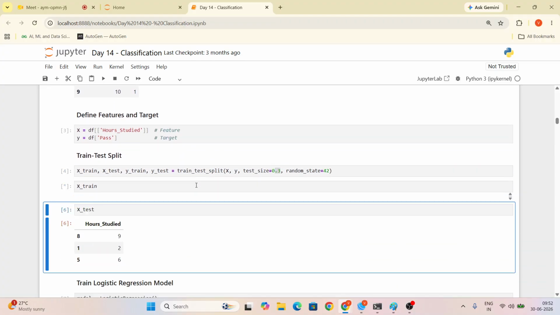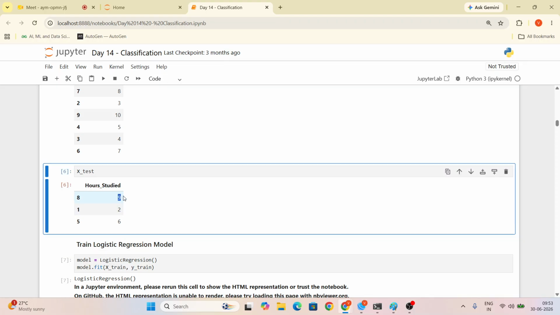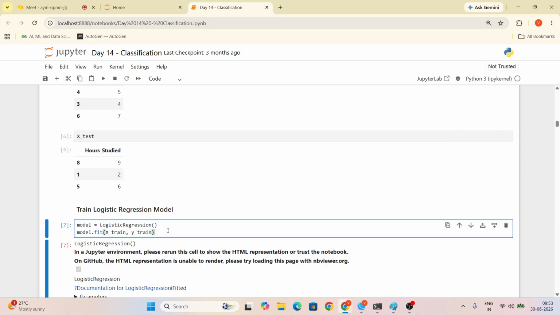You can check X train, X test. So for testing they are taking 9 hours, 2 hours, 6 hours. You people know, right? If he studies 2 hours, he will get a fail mark. If he studies 9 hours or 6 hours, he will pass. Guys, this is only testing data. Have you got my point? Only for testing. Okay, now you are applying the X train, y train on the logistic regression function.